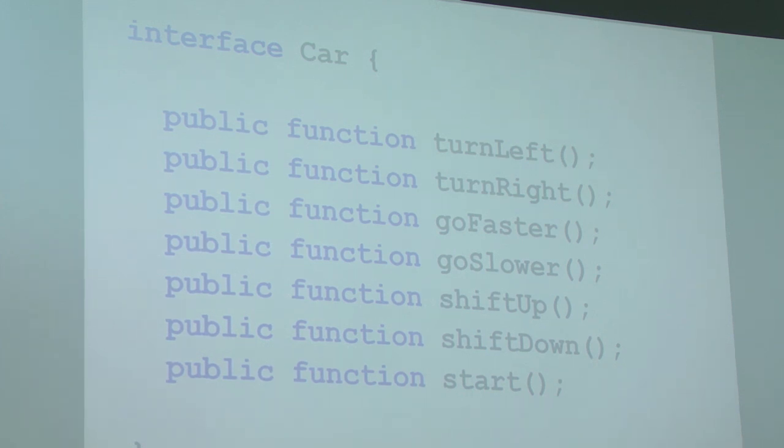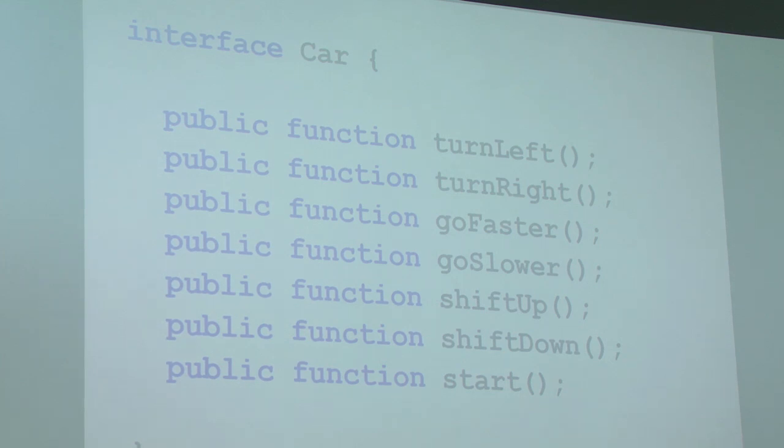They're all methods that you would expect your car to have, but turn left and turn right is a very different action than accelerating and decelerating. And it's even more different than shift up and shift down, and it's completely unrelated to start. So if we compare STUPID here, singletons, we don't know. We don't care about that.